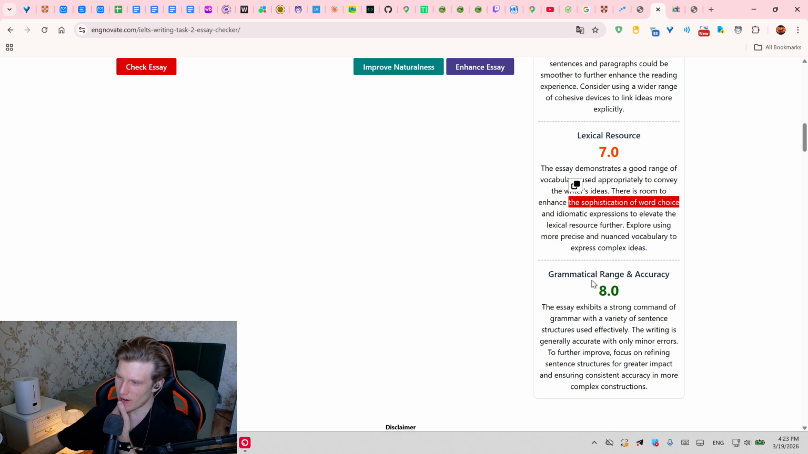Whenever I get an 8, I'm usually happy with that, because there is no clear distinction between a band 8 and a band 9. Examiners, whenever they don't have questions, are more likely to give you a band 8, just because it's safer. Giving a band 9 means they can't find anything wrong. And not everybody does that.